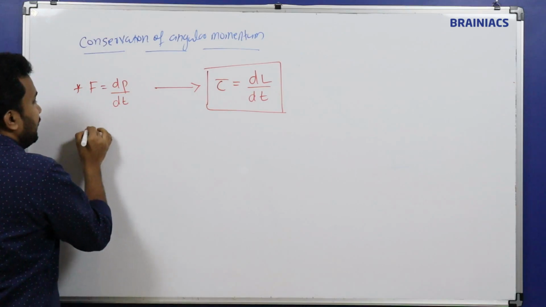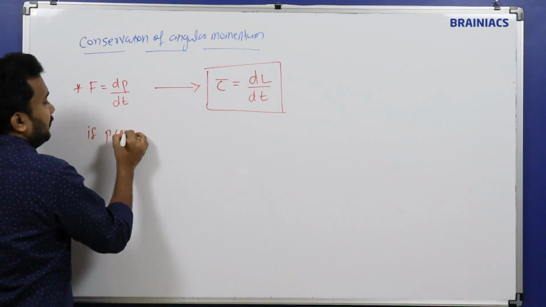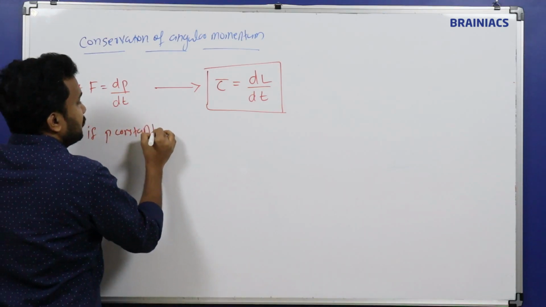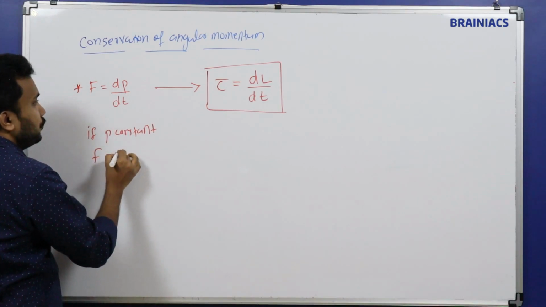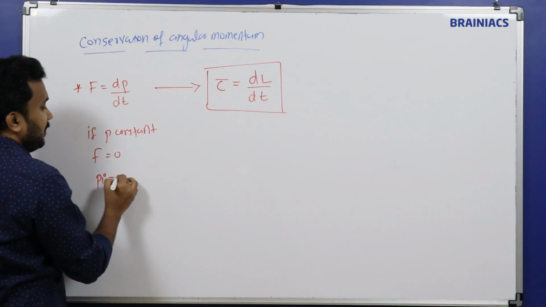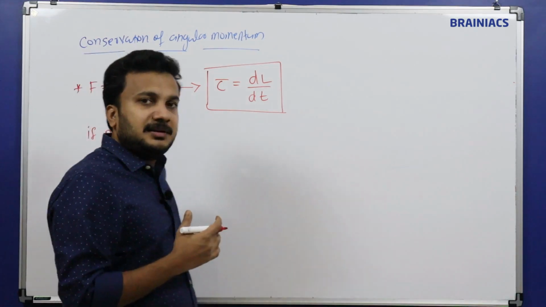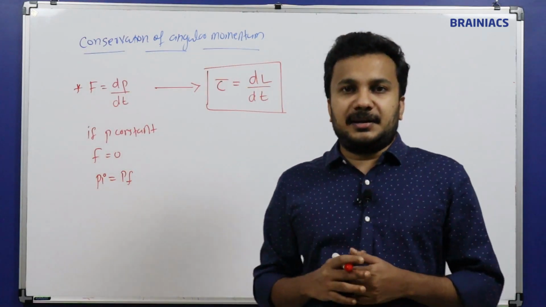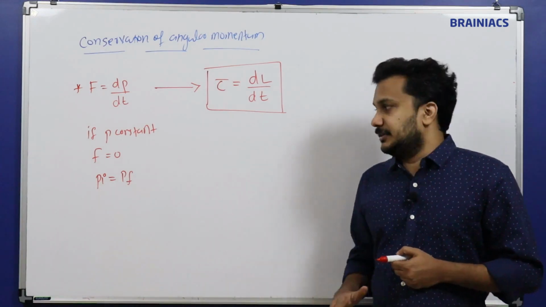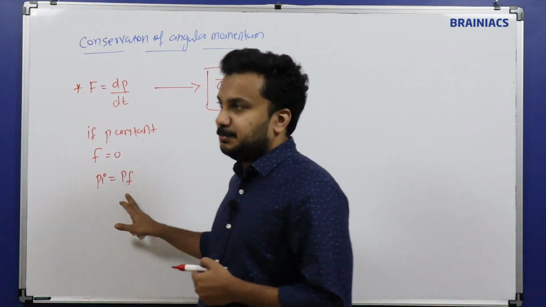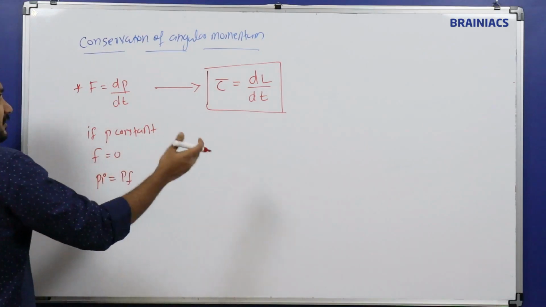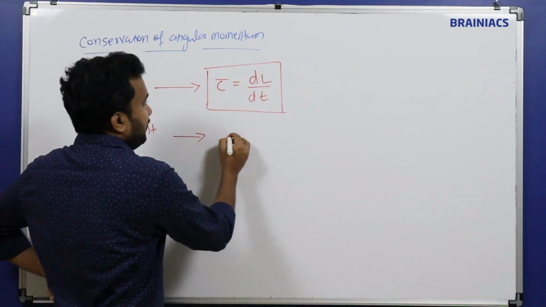So what happens if P is constant here? P is constant means P is not changing, so force is equal to 0. We can say initial momentum is equal to final momentum. P is not changing means momentum before an incident is equal to momentum after an incident. In that case we can write Pi equal to Pf. The same analogy can be applied here.